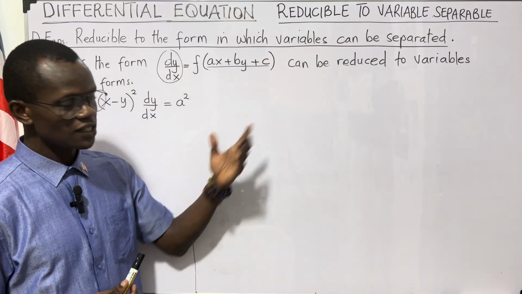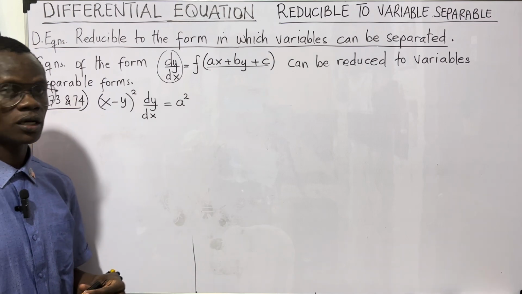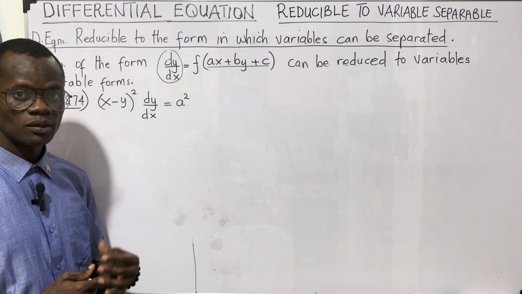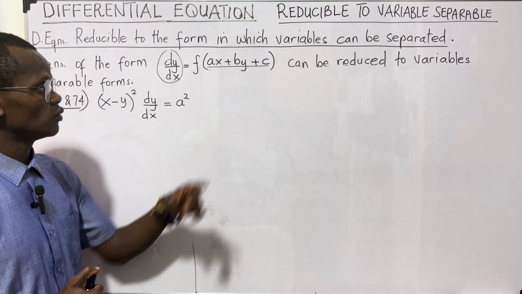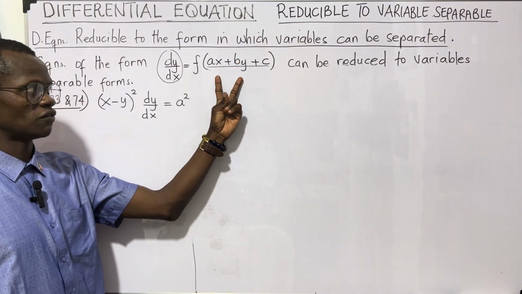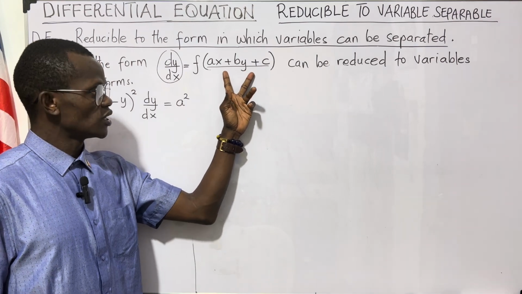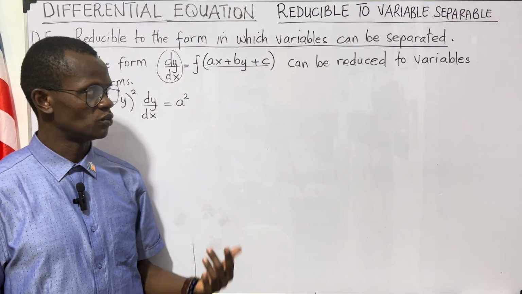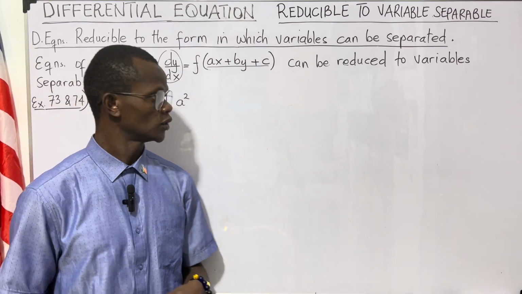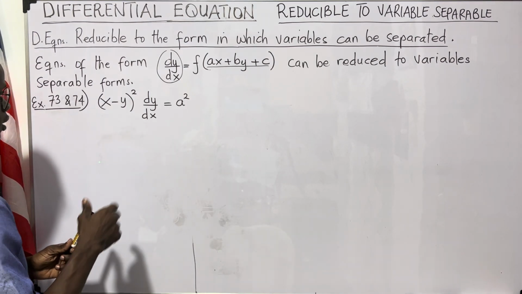So in this lesson, we want to continue with examples 73 and 74 under solving differential equations. Like we started in the previous lesson, we are looking at differential equations reducible to variable separable form. Whenever we have this type of differential equation, we can bring in a substitution that reduces it to the variable separable method. So we want to look at two additional examples.